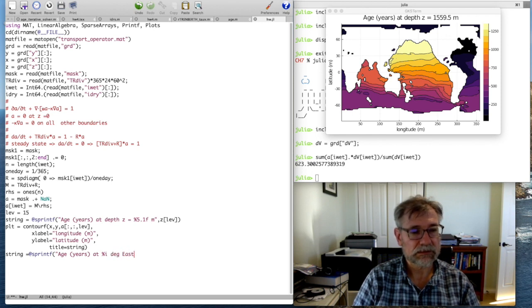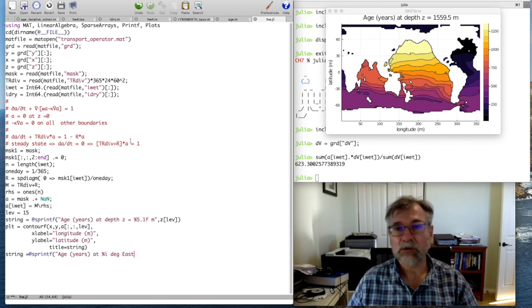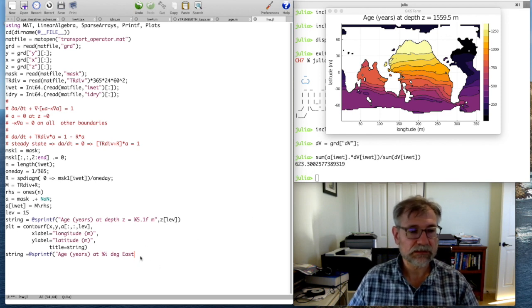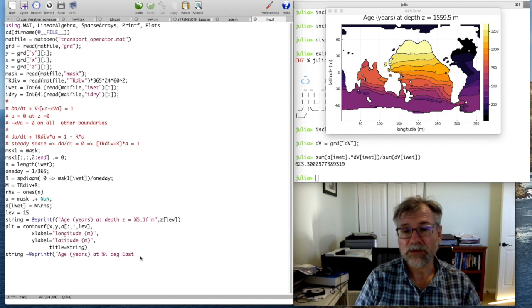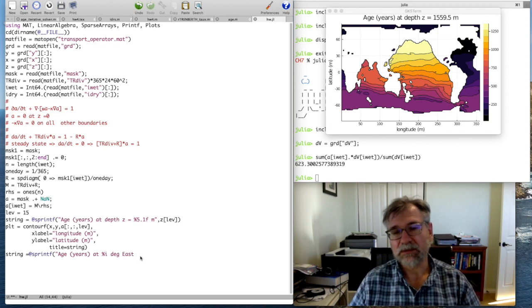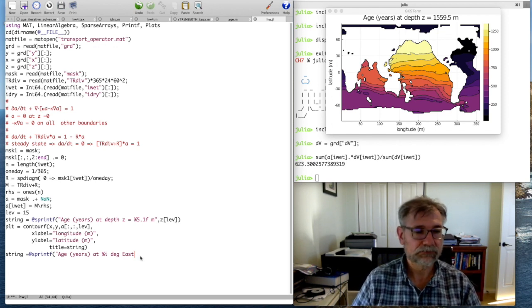Degrees east. So we're going to plot a cross section at 200 degrees east. So starting from here, we're going east, 200 east, or 160 west. Okay, 200 degrees east, which will be the 100th grid box in the model because it's every 2 degrees.